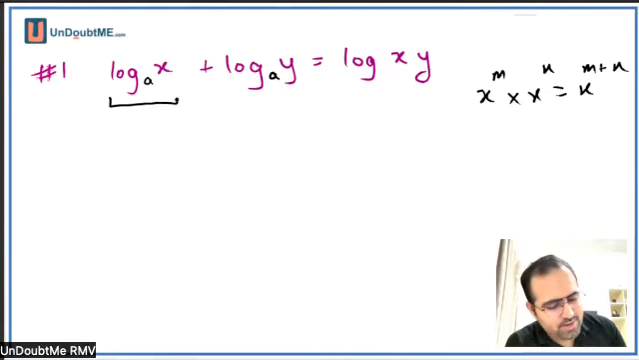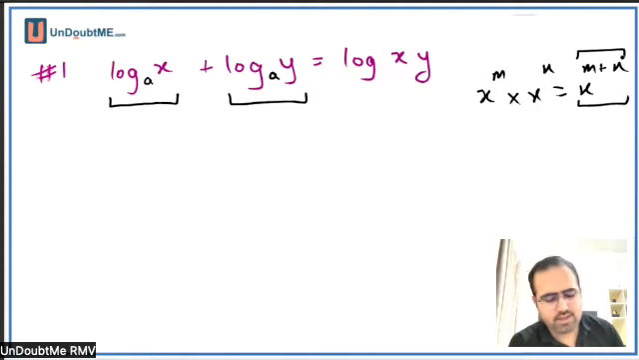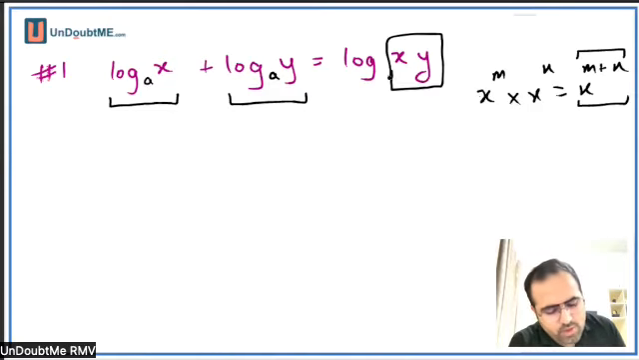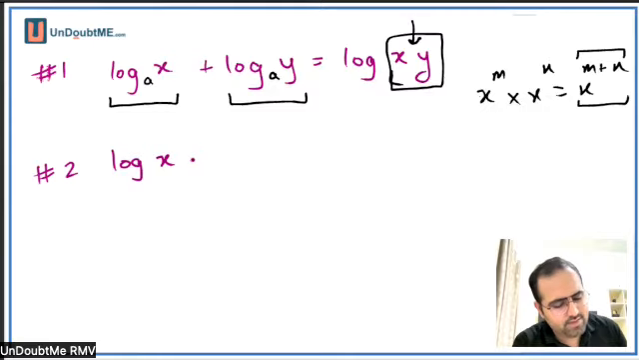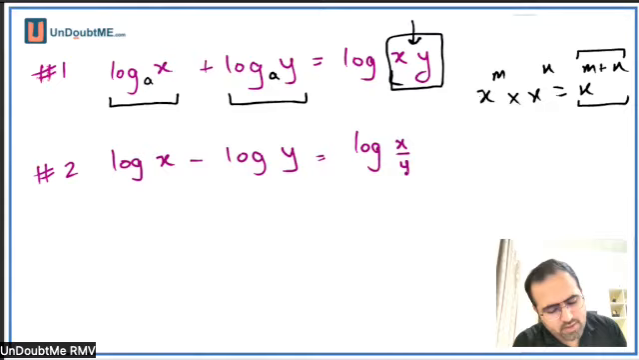If it is log x plus log y, means if it is m plus n, then it will be log of x into y. Means when this is a product, then it will be added. Similarly, when we look at the second property, if it is log x minus log y to the same base, then it will be log of x by y.